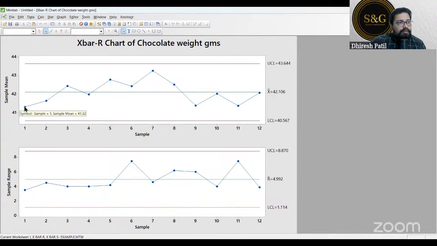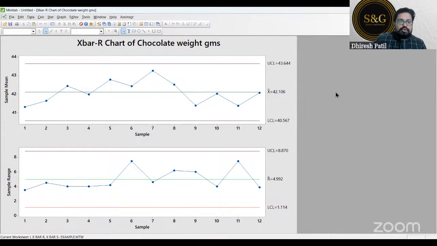So if you put a cursor over here, the first sample says 41.32. Are you understanding? So the X bar of the first 10 samples, the weight, is 41.32. And the range of the first sample we have calculated, right? Can you see here? Range is equal to 3.5. Just put a cursor over here, you'll find it out. Got it, everybody? So X bar is this and range is this. The same goes with the second sample. The X bar is 41 and the range is 4.5. Same goes with the third, and so on and so forth.